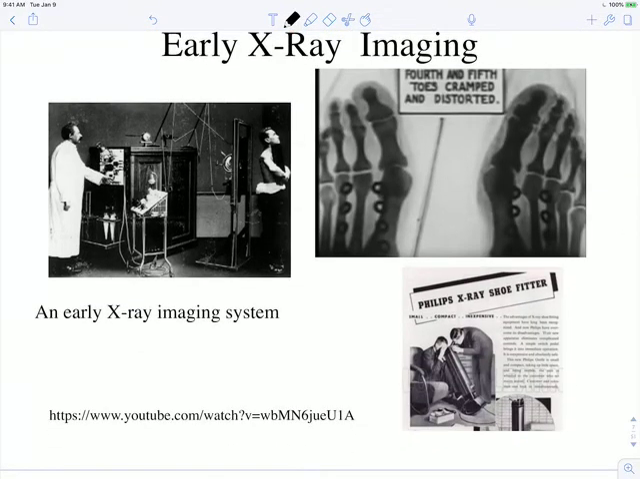So this is an early X-ray imaging system. Here on the left, you have this big contraption, and then on the right, before people really realized that X-rays were bad for you, they did a lot of things with them. For example, they used to see if your shoes fit using X-rays.